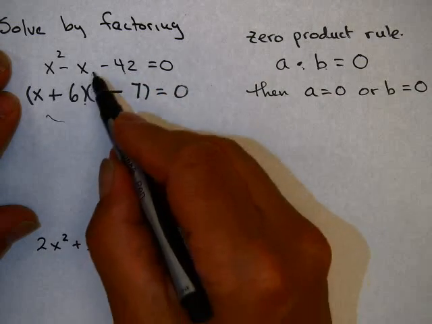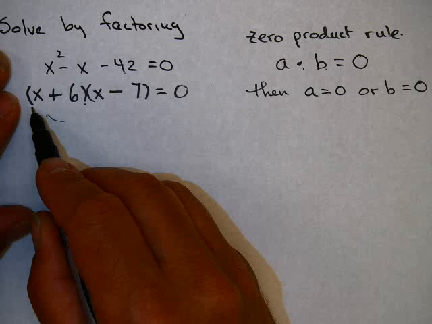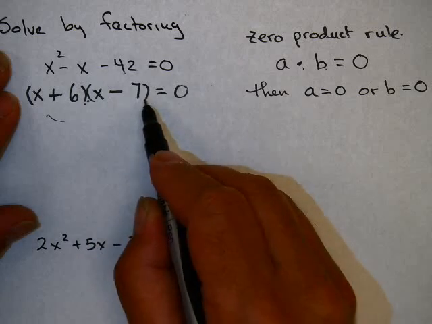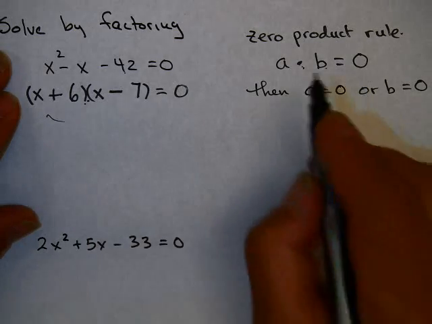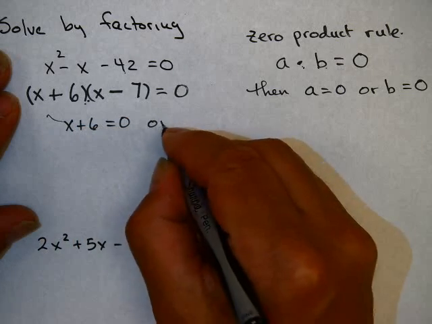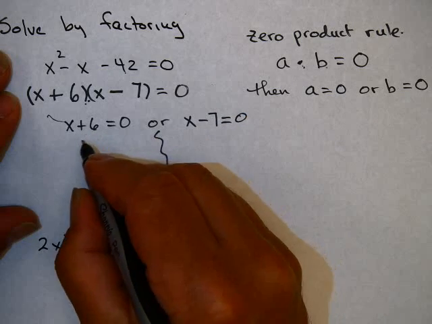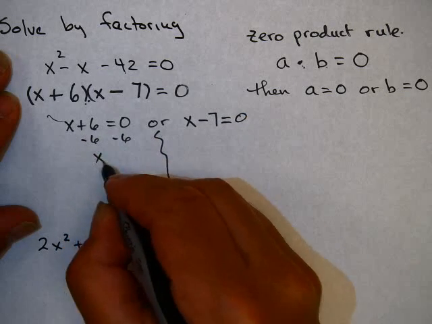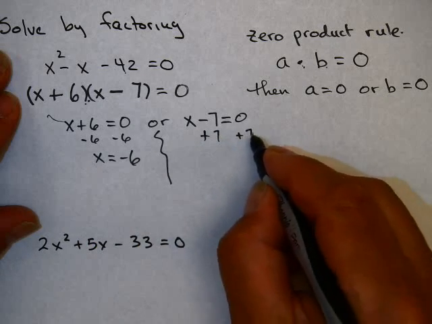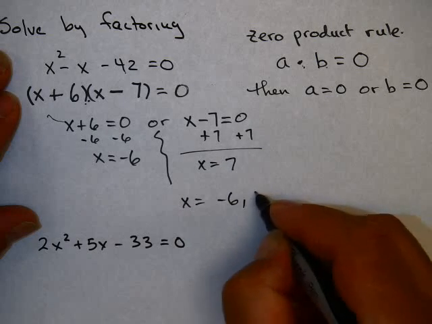Now, if you look at this form of this equation, this is a product. If you read this, you see the quantity x plus 6 times the quantity x minus 7 equals 0. By the zero product rule, that means x plus 6 equals 0, or x minus 7 equals 0. Taking a moment, you can solve this, and that tells you that x equals -6. Solving the other, x equals 7. So your solutions are -6 and 7.